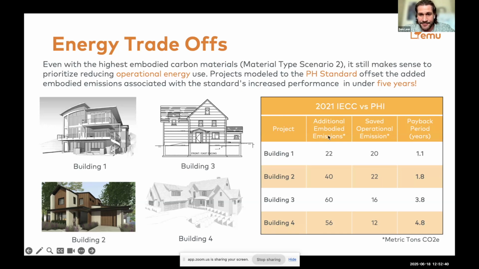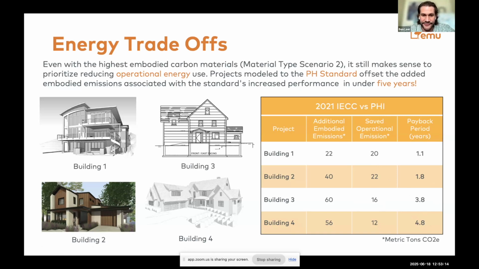So here we can look at each building and we can look at the additional emissions from the embodied energy. So this is the extra amount of emissions to have X more R value, X better windows. This is the amount of operational emissions we save on going to the standard. So this is year after year. So if we run this out over time, we pay back these emissions in under 5 years for all projects, right? A little bit higher on building 3 and 4, but still within 5 years of operation.